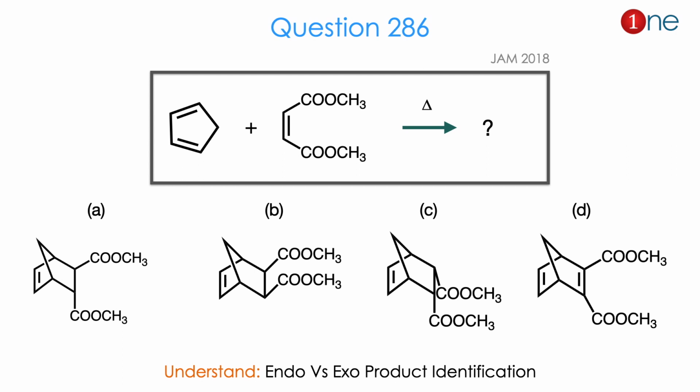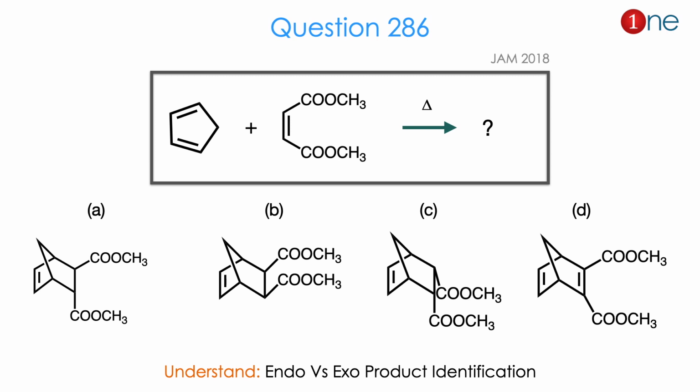Let us see the first question. They are asking about the Diels-Alder reaction and the expected product. The starting material is cyclopentadiene and the dienophile, which is a double bond attached with a COOCH3 ester. They are heating it up and they ask you to find the product.